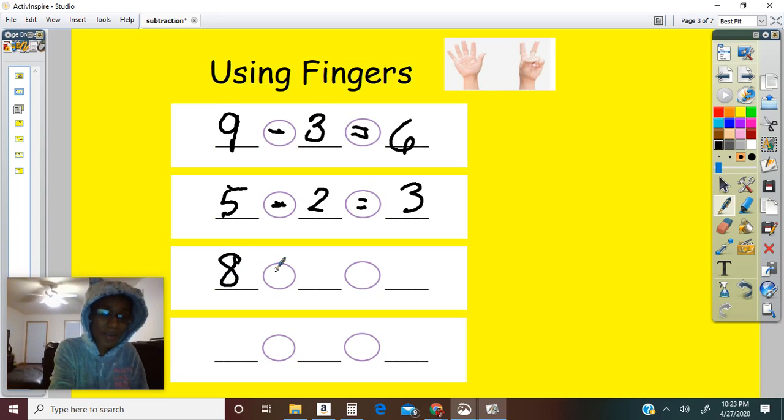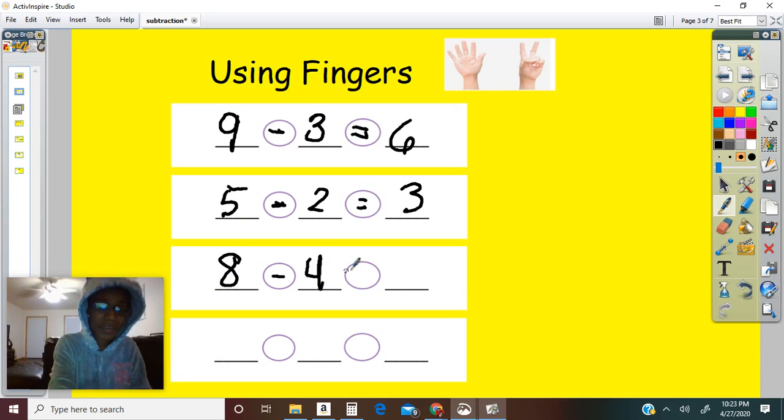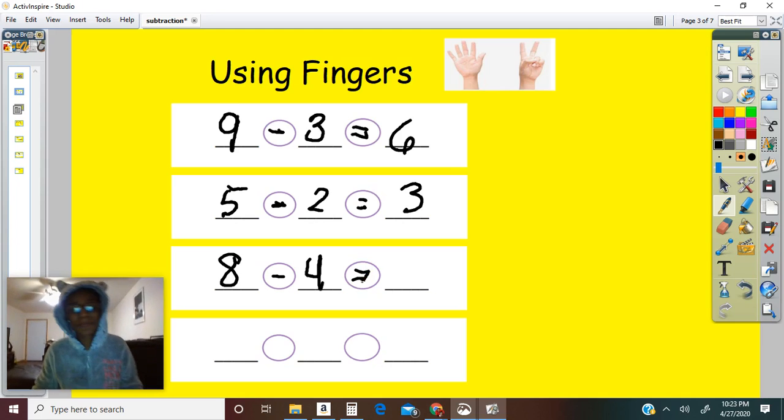8 minus 4 equals. How many fingers should we start with this time? You got it. 8 fingers. Now, how many do we have to take away? Absolutely. 4. Here we go. 1, 2, 3, 4. How many fingers do we have left? Let's count. 1, 2, 3, 4.